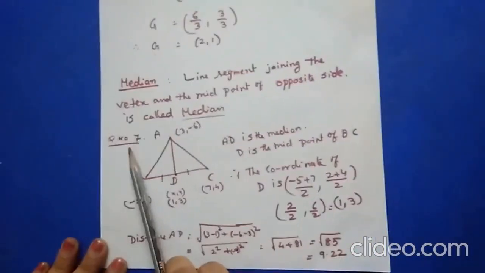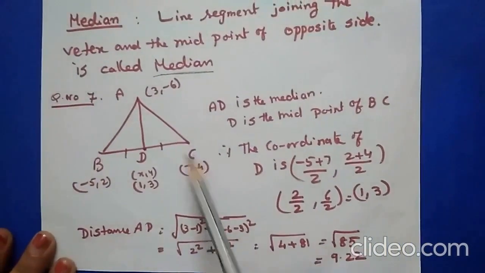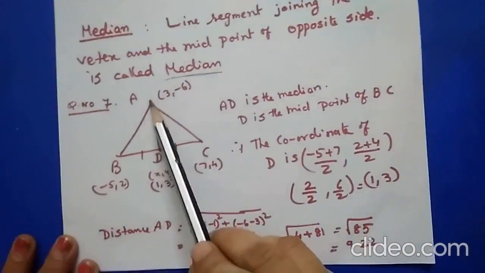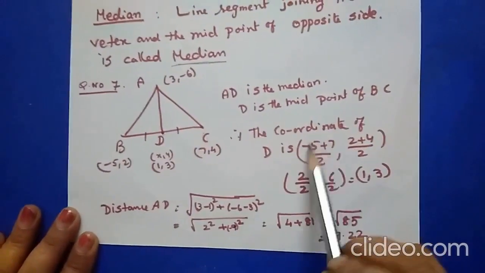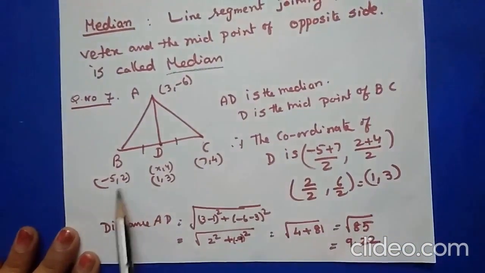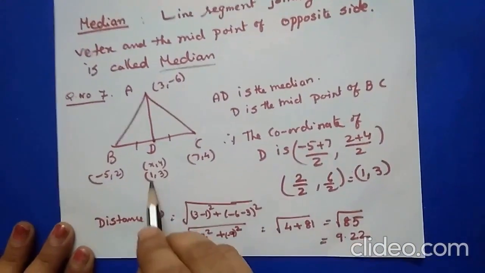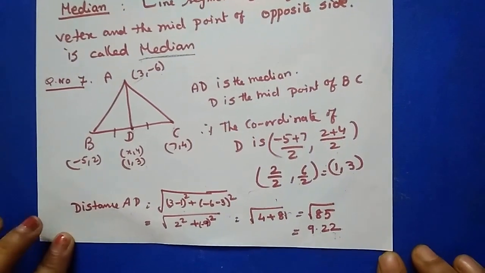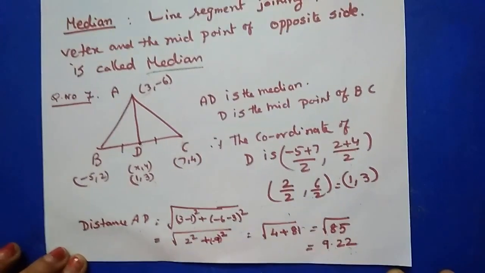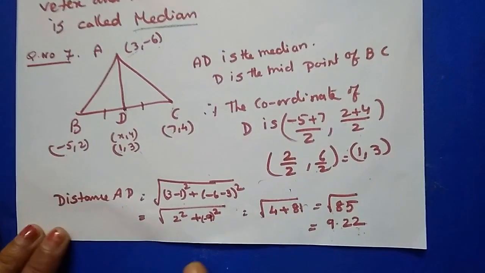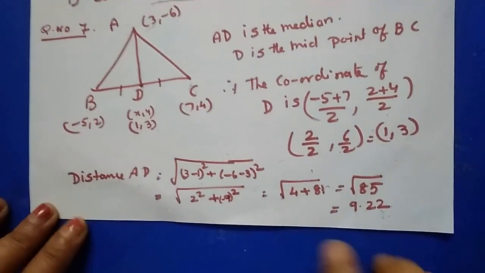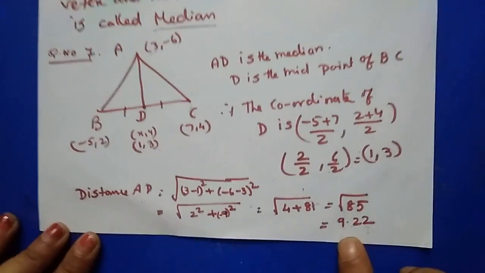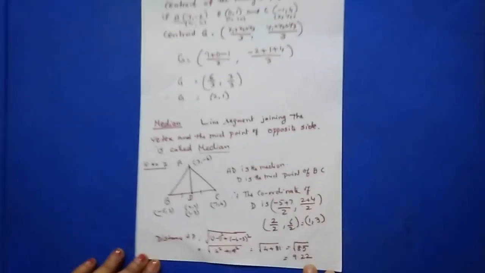This is question number 7 from the same exercise. In a triangle, all the 3 vertices are given. You have to find the distance AD, the median. First, you have to find the midpoint, because AD is the median and D is the midpoint of B and C. By applying the midpoint formula, (-5 plus 7) by 2, (2 plus 4) by 2, you are getting (1, 3). So, the coordinate of D is (1, 3). You know the coordinate of A, and the distance is equal to the root of (3 minus 1) whole squared plus (-6 minus 3) whole squared, by using the distance formula. Therefore, it is equal to the root of 2 squared plus (-9) squared, which is the root of 4 plus 81, equal to the root of 85. Root of 85, by seeing the table or taking the square root, is 9.22. Now students, you practice all the other sums.